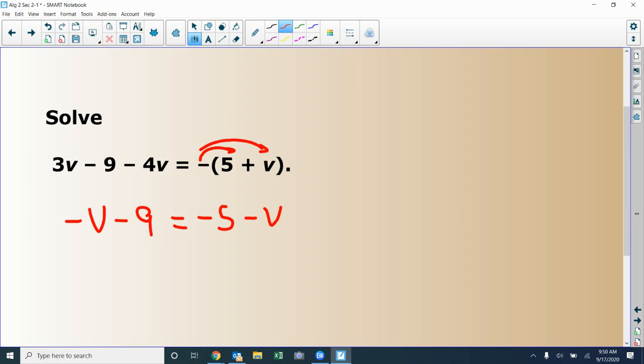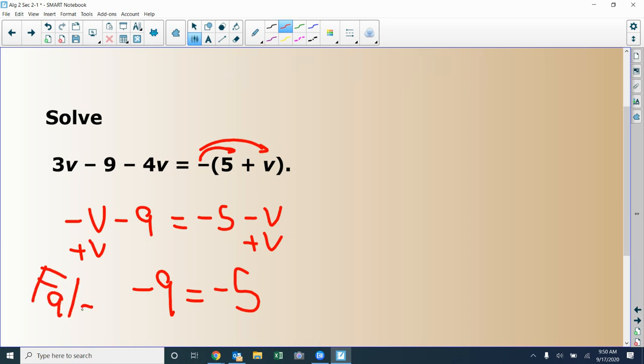Now, I'm gonna add b, right? What's gonna happen when I add b to both sides? Okay, I'm gonna end up with negative 9 equals negative 5. And that is, of course, false. So are there any numbers we can plug in here to satisfy this thing? No, there's nothing. Okay? Of course, if it was true, it would be all the reals.